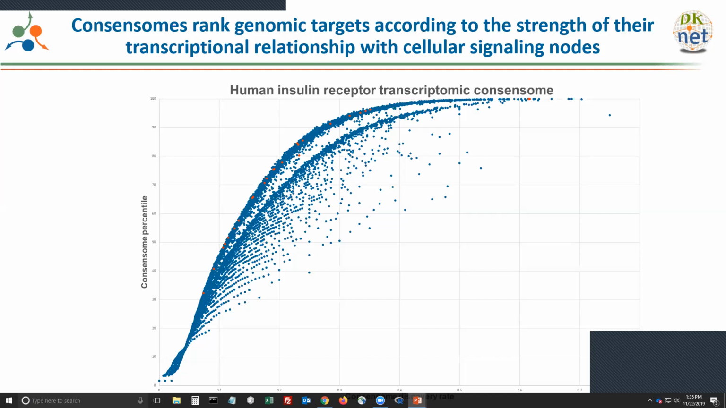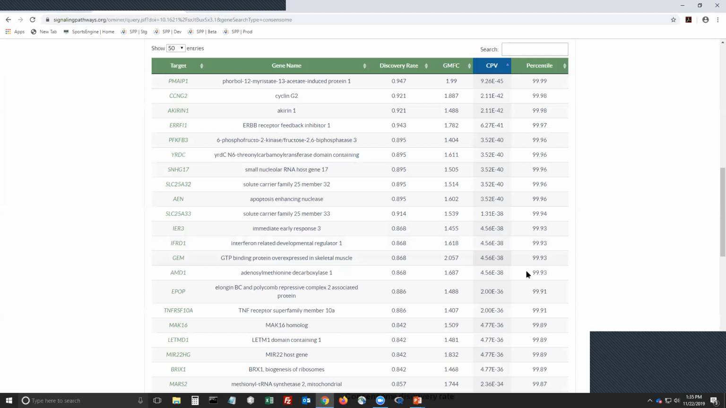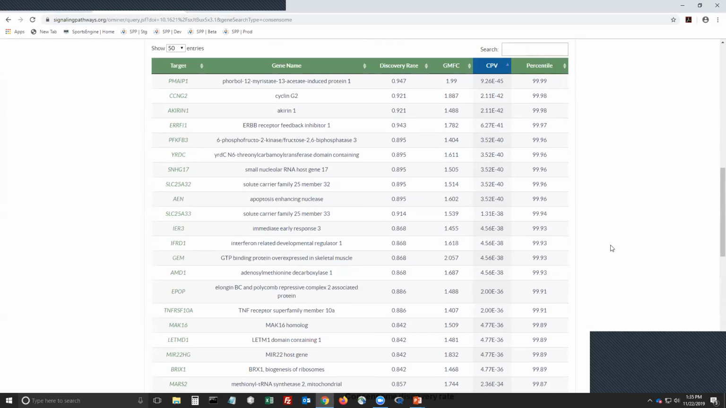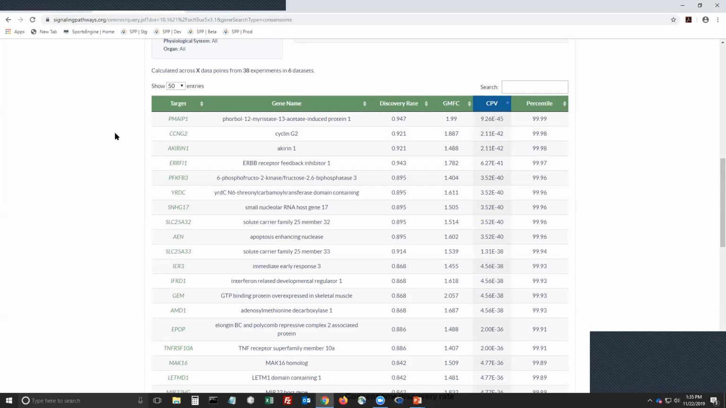Now, by ranking genes based on their responsiveness to a specific node, consensomes offer us a unique environment where the user can actually use SPP to formulate new hypotheses that they wouldn't have been able to using only the information in research literature. So what we've actually found, having looked now at consensomes from many different nodes, and again, using the human insulin receptor here as an example, is that among the most highly ranked genes, in addition to those that are known targets of the insulin receptor, we also see many genes that have no evidence of being involved in insulin receptor signaling. And so information like this can help researchers hypothesize novel mechanisms of action and signaling systems that have not been explored in the research literature.